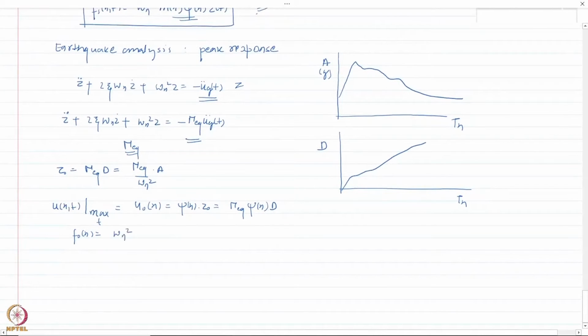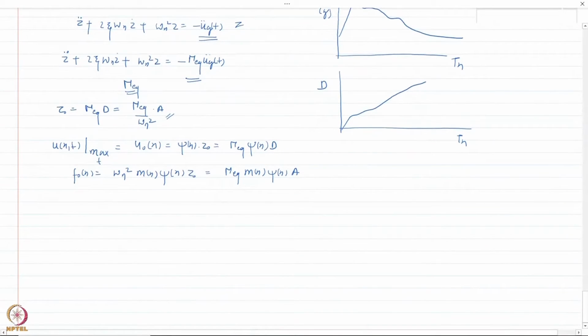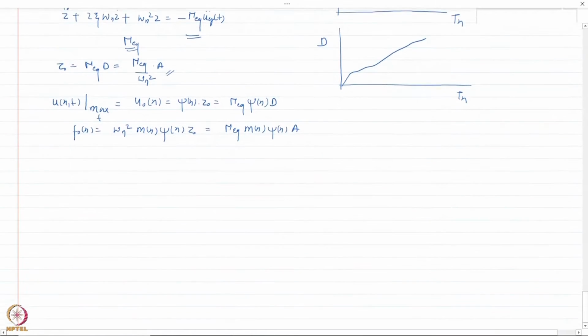So let us write that as mx phi x times z naught, which can be written as gamma equivalent times mx times phi x times a. Because if you write z naught equal to this expression here, then omega n square cancels off, and you get basically this expression that you have right here. So subject to this, we can find out the internal forces and the moment. And let us see how we do that.